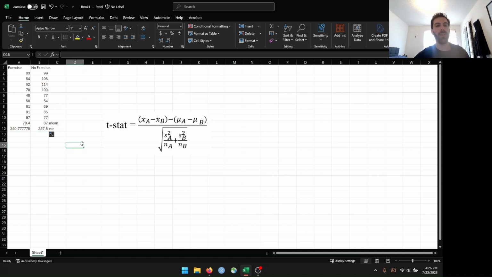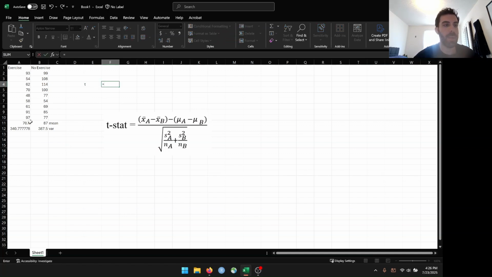Okay, so I've done that, and now I could calculate my t-statistic, and I'll do that over here. I'll label it as t, and that's going to be equal to group A minus group B. Is that the way I want to do it? No, I'm going to do it the other way. You could do it as A minus B.